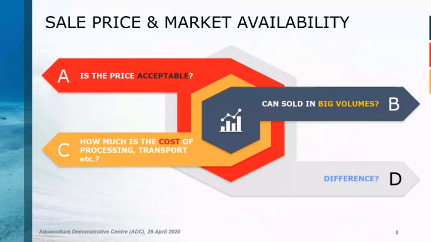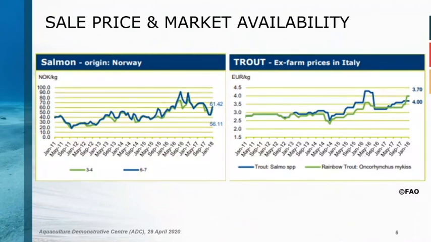There are also other elements affecting your business turnover, which is the cost. The cost has a few lines, like processing, transport cost, feed cost, and variable cost and fixed cost as 2 big categories. And the difference between the whole amount you got paid and the whole amount you paid has to be calculated. This looks at the sale price and market availability from FAO's price research. I will share this information at the end of my presentation.